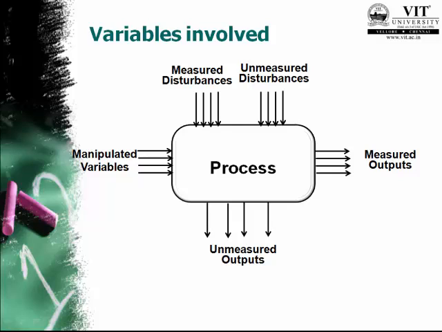Now we'll see the variables involved in a process. There are input variables, first the manipulated variables, which are freely adjustable by a human operator or by a control mechanism. Then we have measured disturbances, which are again inputs to the process coming from the external world. And there are unmeasurable disturbances also. Then coming to the output side, there are measurable outputs and also there are unmeasurable outputs.